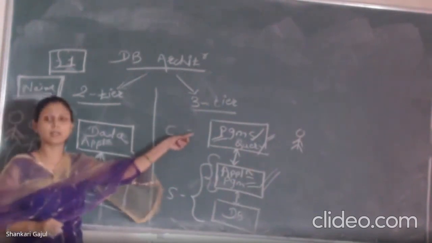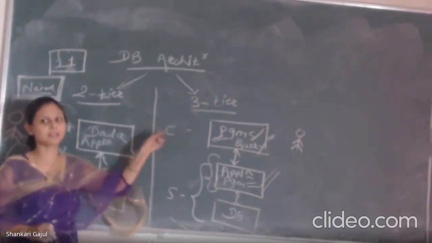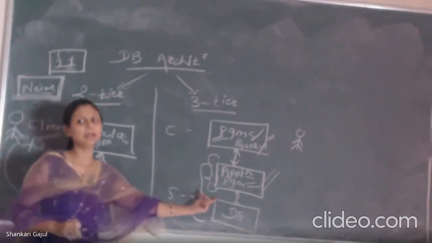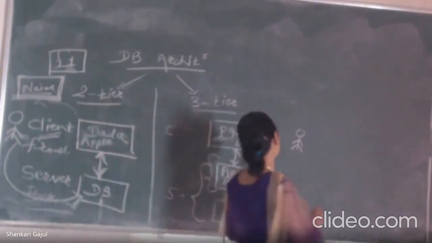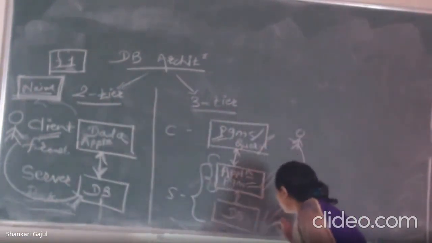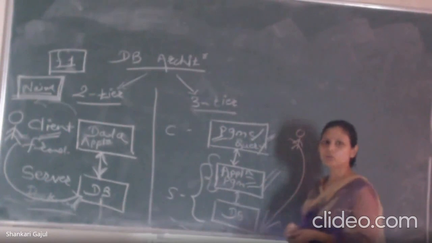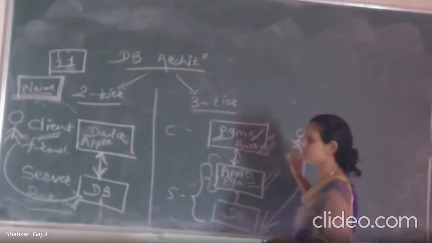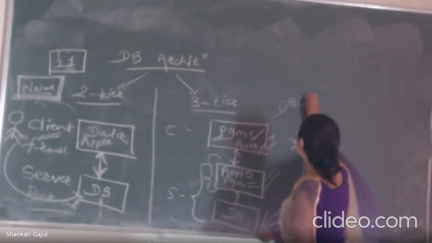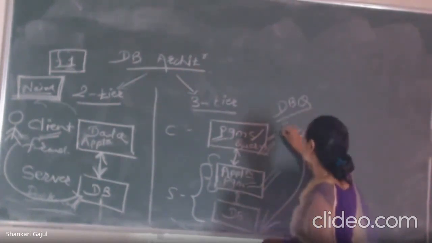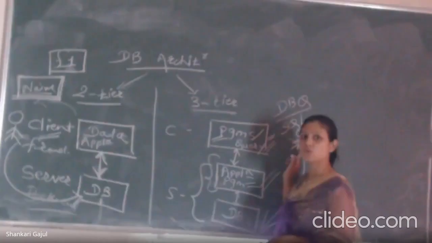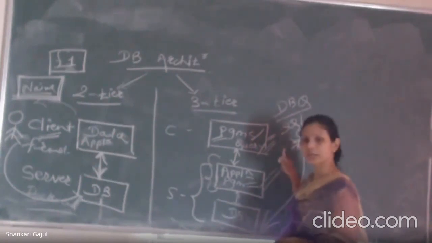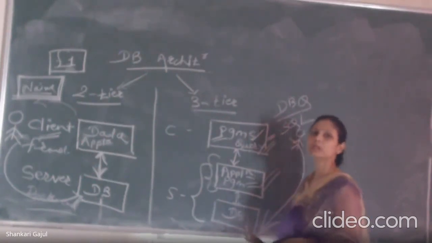What do you mean by three-tier architecture? The main difference between the two is that the intermediator is required, the application program. Whatever the user is interacting with the database, some kind of query language is used. That is the database query language. What is the database query language I am using? That is the SQL language. That kind of language, which is present on the front end machine, is used by the user to interact with the database.